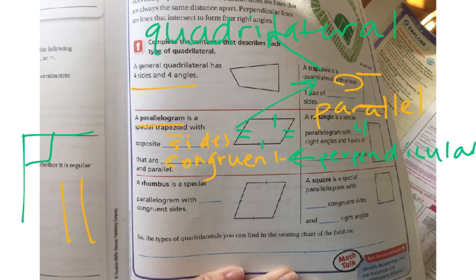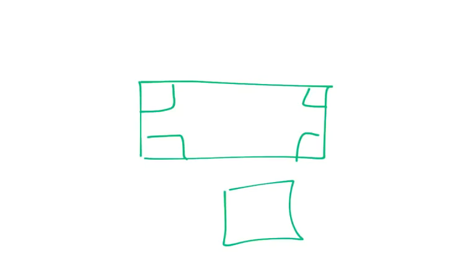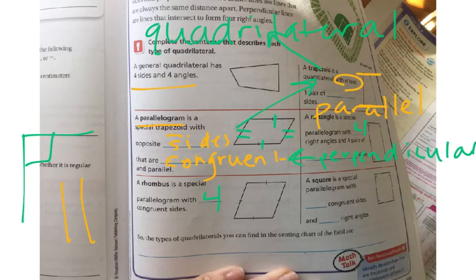A rhombus is a special parallelogram with four congruent sides. Remember, congruent means same. So when I was a kid, I always just thought of a diamond as a rhombus. But what makes a rhombus is all sides are the same length. And then a square: a rhombus is a parallelogram and a rectangle is a parallelogram. And a square is a combination of both of those because it has four congruent sides and four right angles.